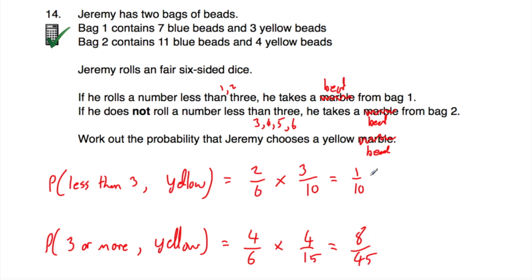And then if we add those two together, because it's either this option or this option, that will tell us the probability of Jeremy choosing a yellow bead. So we're going to do 1/10 plus 8/45, and that's equal to 5/18. And that's it. So the probability of Jeremy choosing a yellow bead would be 5/18.